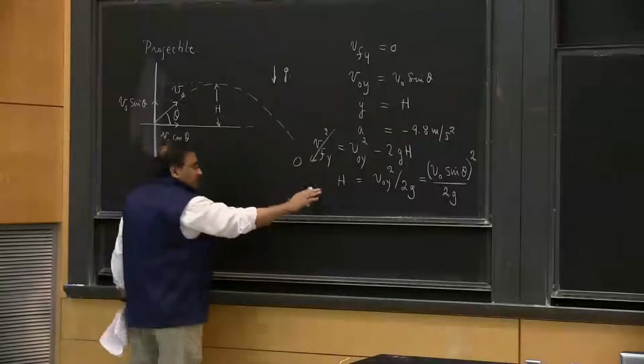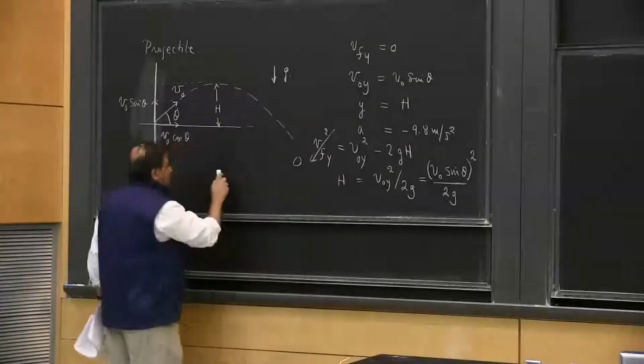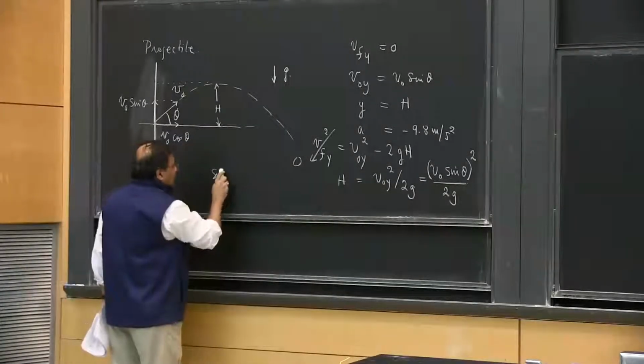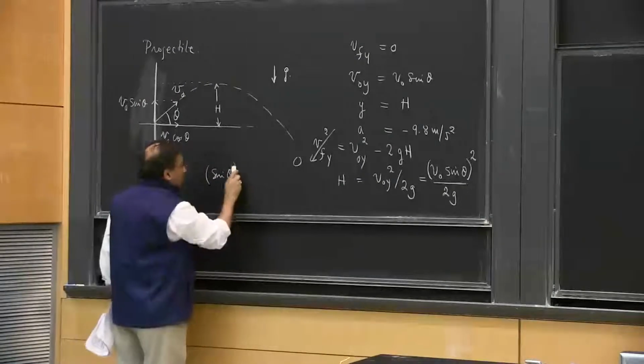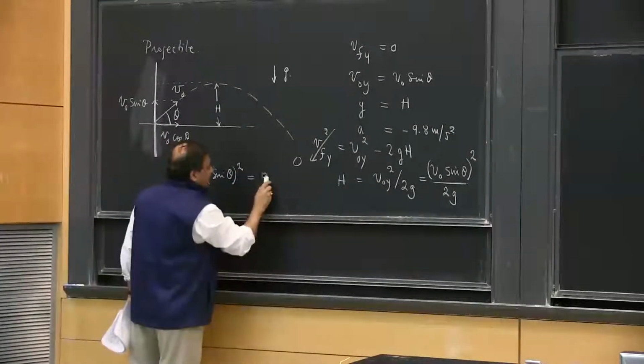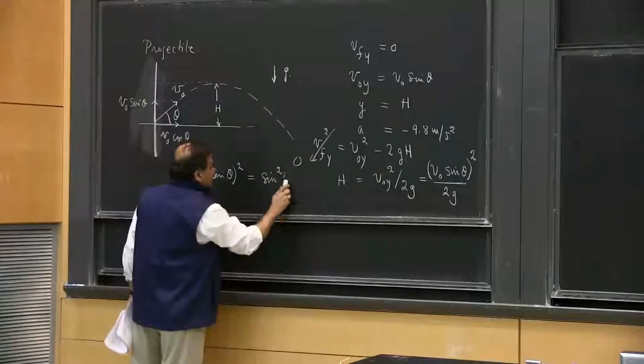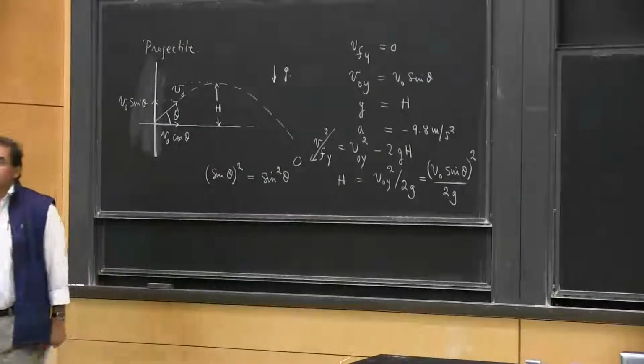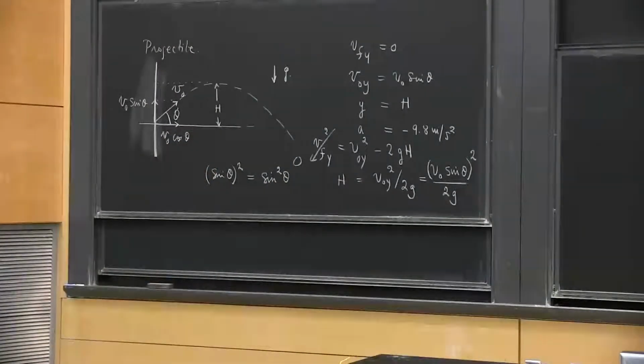So basically, you should know that sine of theta whole squared is usually written as sine squared of theta. So that's a notation that if you are not totally familiar with, you should be. Okay? Any questions?